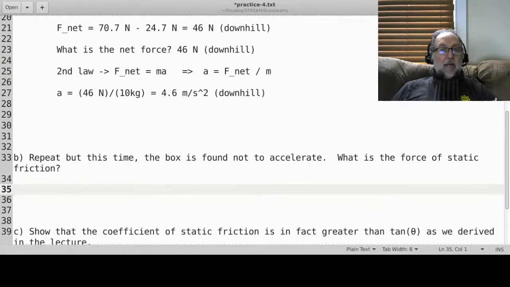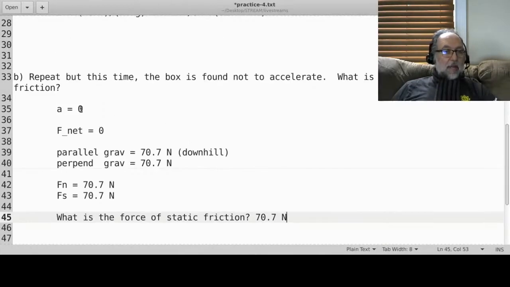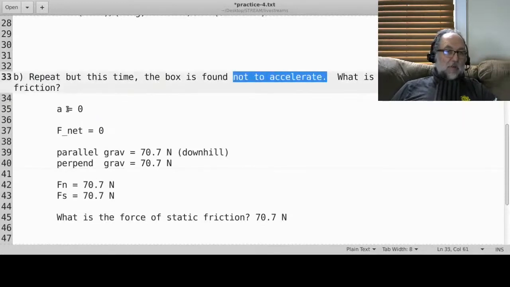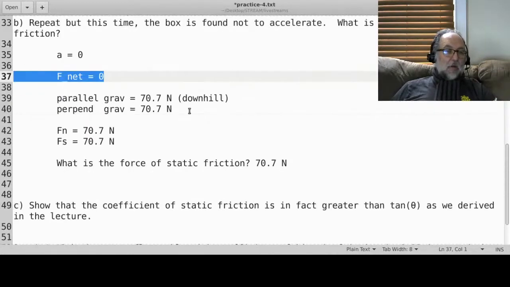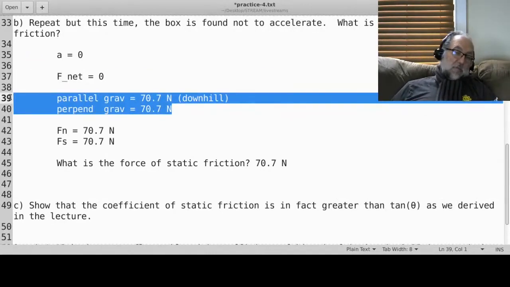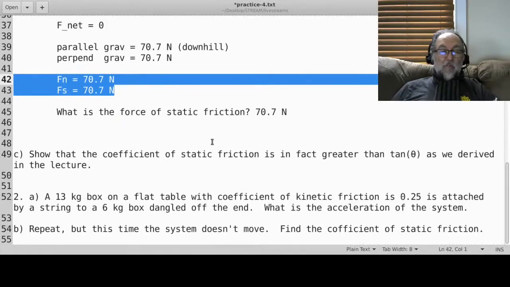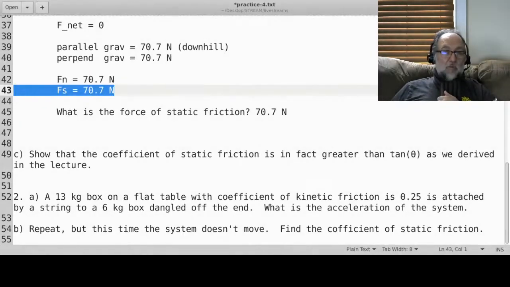Now once you have that, we can go back to our other whiteboard here, and we can write down what we found. Let me just cut and paste that. Here's the reasoning, and the conclusion. Since a had to be 0, because there's no acceleration, F net has to be 0. So in order for F net to be 0, these two are the same. Then we concluded that the normal force was 70.7 and the force of static friction was also 70.7.